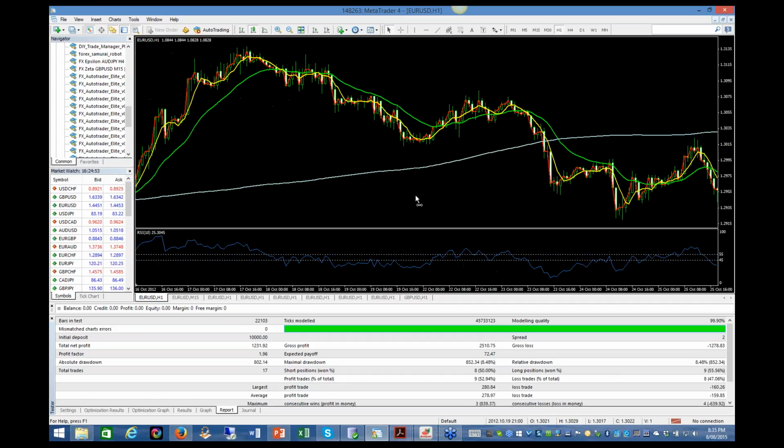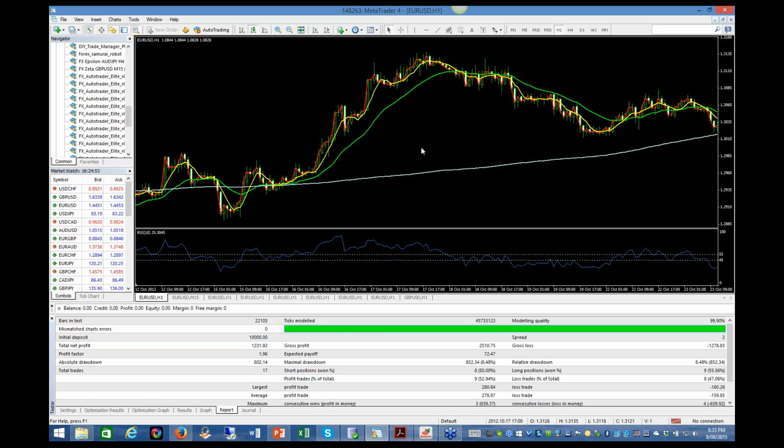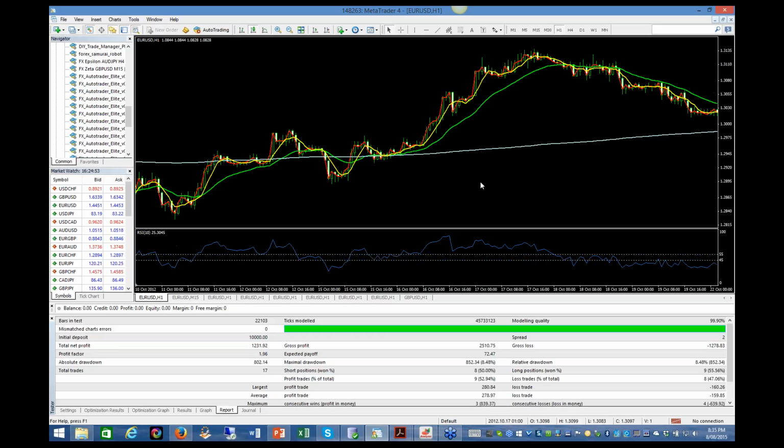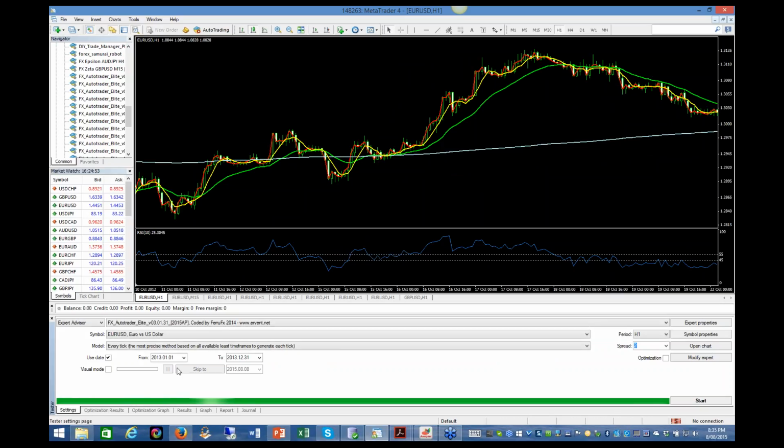But as I said, I wanted this to be an exercise in looking at how we go about testing and the features of the Auto Trader. So let's take this setting and now let's do a walk forward. So we've optimized it in the year 2013. Let's now go to 2014, January 1, and then take it to the end of that year.